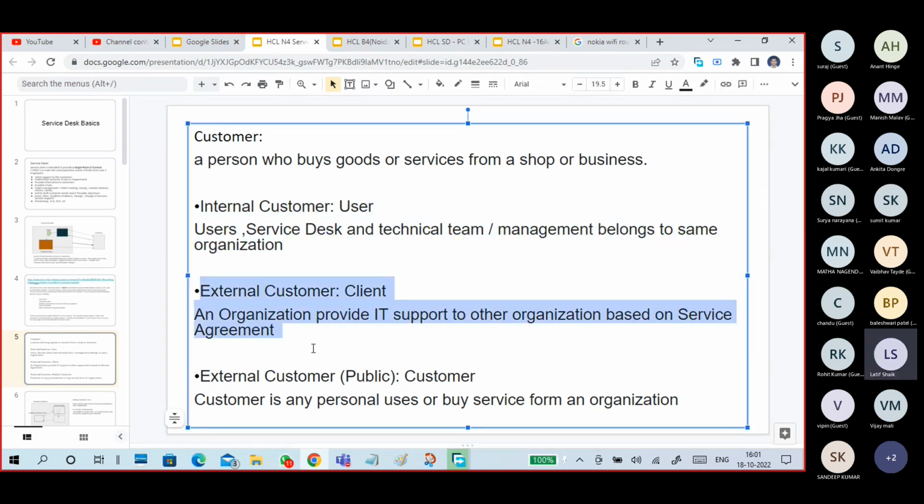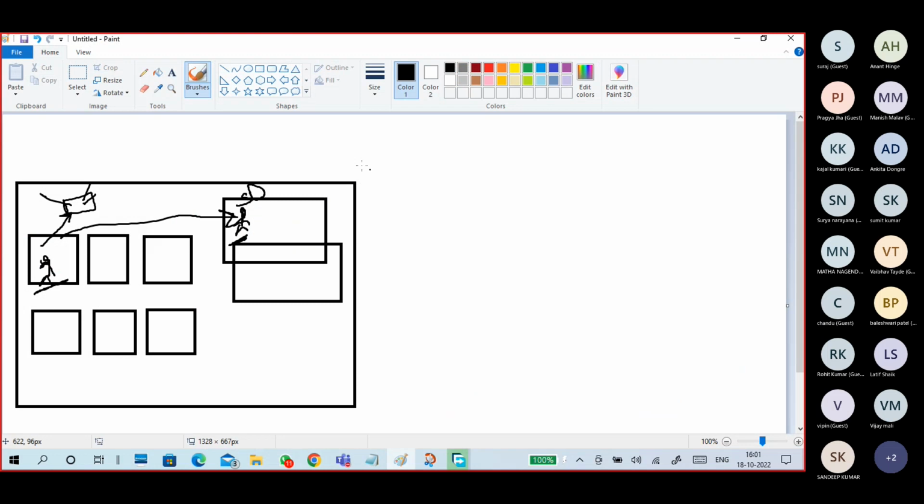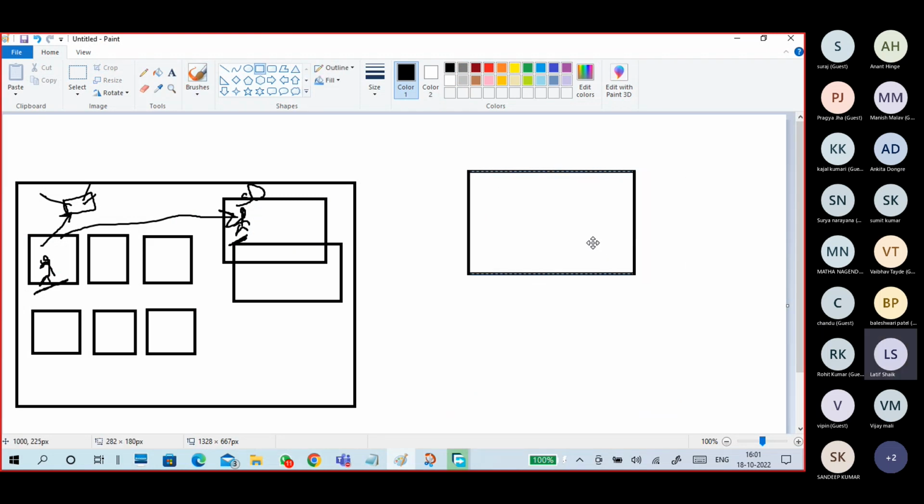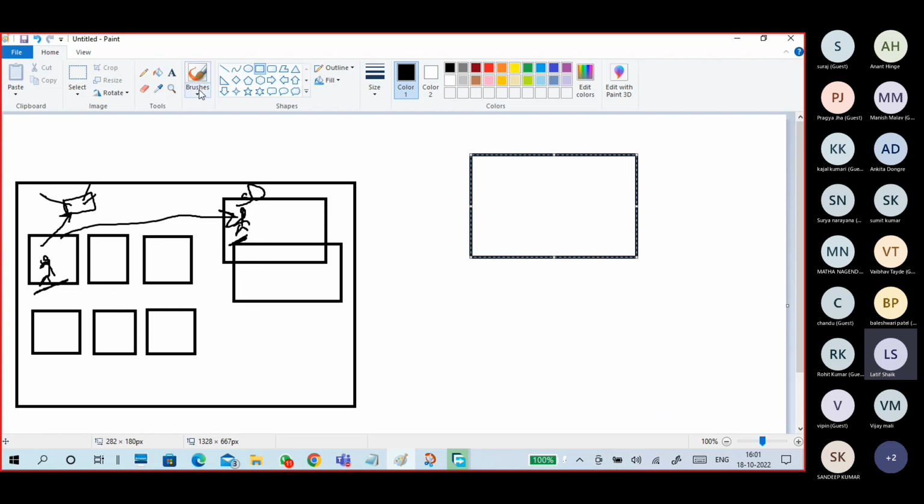Next one is external customers. There is some organization, for example, for which our team is developing some application, say a web application. So we are developing a web application for this organization, and people in that organization are working with that application.